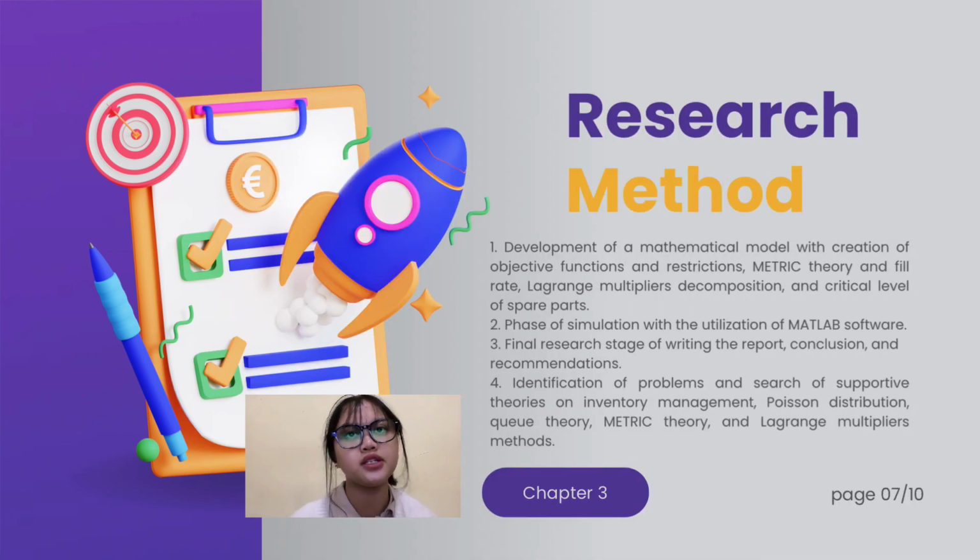Okay, I will explain the research method. First is development of a mathematical model, with creation of the objective function and restrictions, METRIC theory and fill rate, also Lagrange multipliers, decomposition, and critical level of spare parts. The second is a simulation based on the use of MATLAB software. The third is the final research stage of writing the report, like the conclusion and recommendation. And the last is identification of the problem and search for supportive theories on inventory management, Poisson distribution, queuing theory, METRIC theory, and the Lagrange multipliers method.